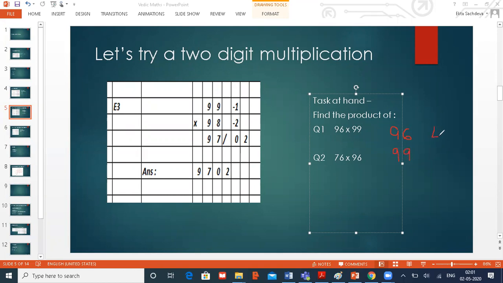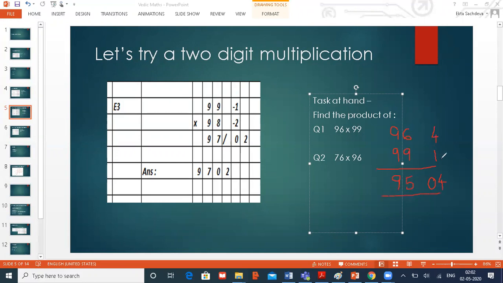Now this is 4 less than 100. This is 1 less than 100. When I multiply them, I write 4. Oh no, ma'am, we have to write 04. Why? Because it's a two-digit multiplication. You're getting it, right? So 4 into 1 is not 4, but it is 04, right? And 96 minus 1, I'm getting 95.